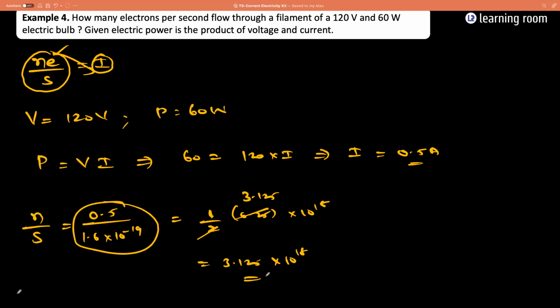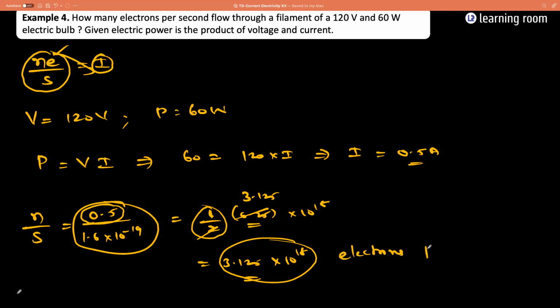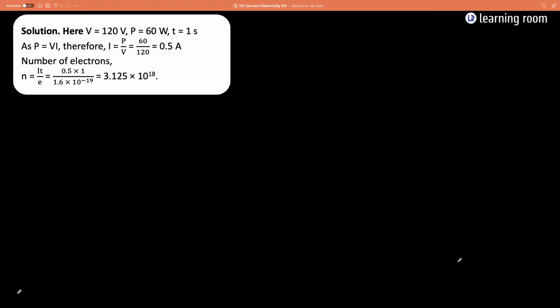Did you understand what I did? 1 by 1.6 into 10 power minus 19 is 6.25 into 10 power 18, because that constitutes 1 coulomb of charge, right? So 0.5 I wrote as half. Multiplying both will give us 3.125 into 10 power 18 electrons per second. Clear? Shall I proceed? Yes, sir. Okay.